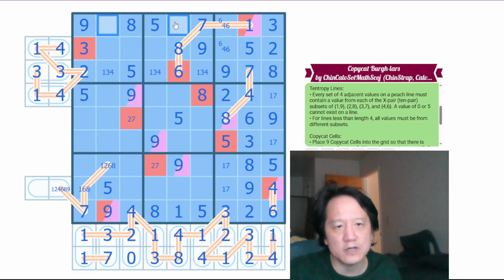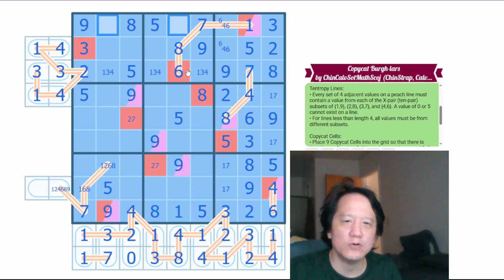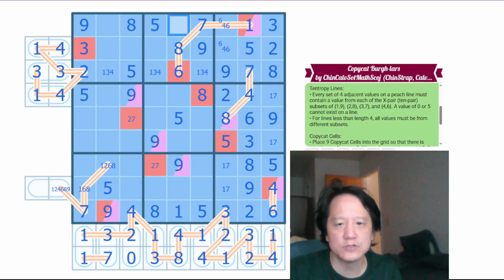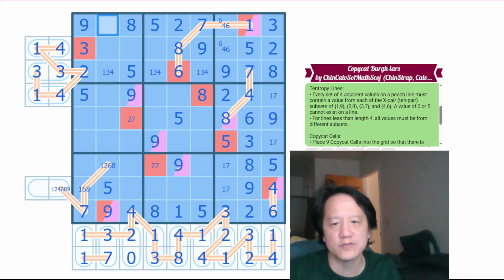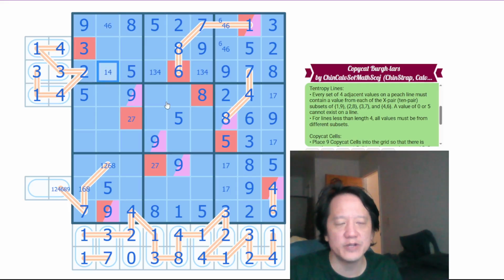Remaining digits of row 1 are 2, 4, and 6. 2 can't be here, and 2 can't be here because of 2 in the column and 2 in the box. So 2 has to be here. That leaves this as a 4, 6 pair. 3 eliminates 3 from being there. The remaining digits in box 2 are 1 and 4.